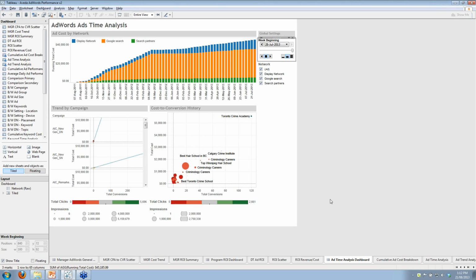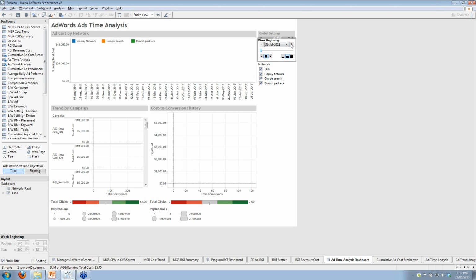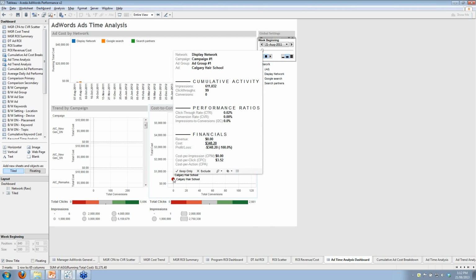and includes search partners, like the double-click networks and that sort of stuff. So what we're showing here is over time, and you'll notice that we have an animation control here that allows us to step through time. If I take that all the way back to the left, I can now start moving through time, and you'll notice that, for example, your cost to conversion history numbers will start to grow. And if I hover over there, you have all of the numbers that you need.